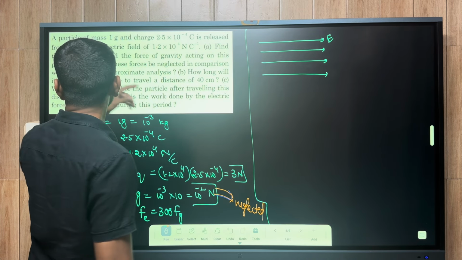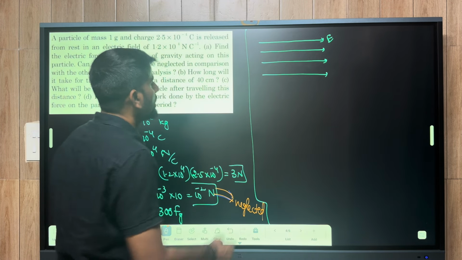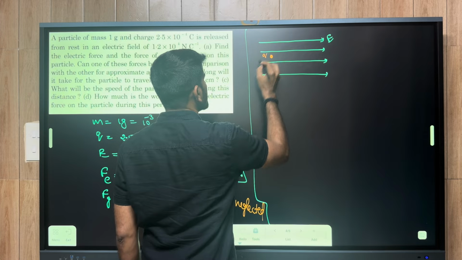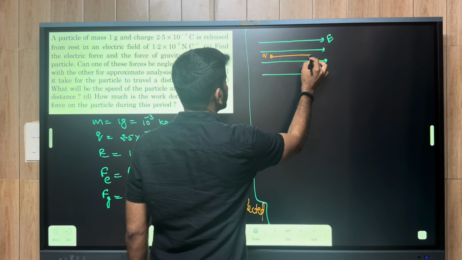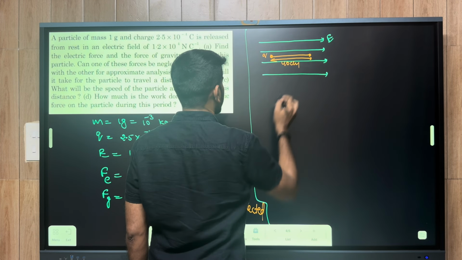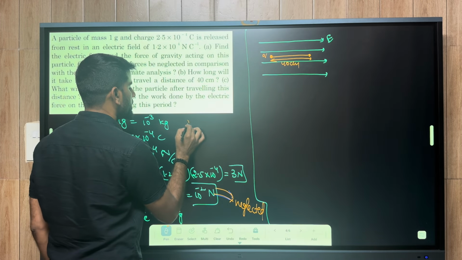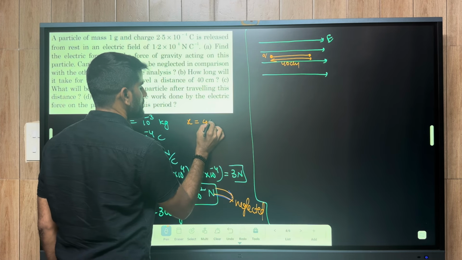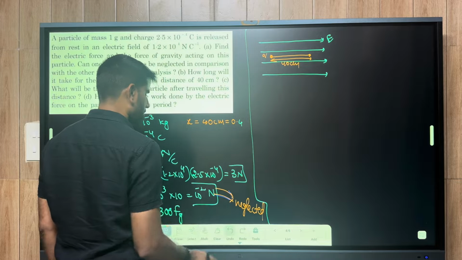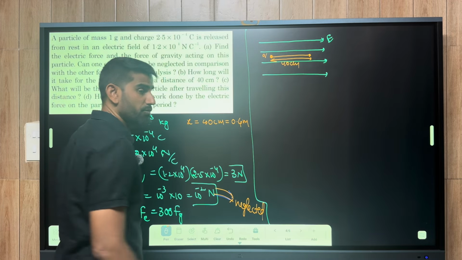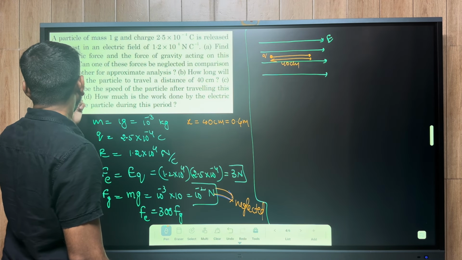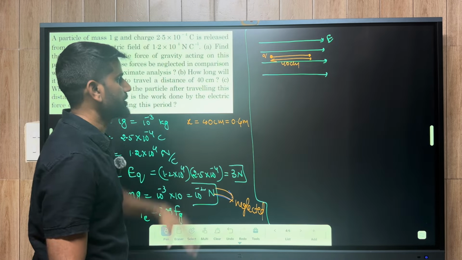Second, how long will it take for the particle to travel a distance of 40 centimeters? Let's say the particle is started from here. Okay, charge q is started from here and it has moved a distance of 40 centimeters. That means we are also given another quantity, x is equal to 40 centimeters, which is 0.4 meters. And we are asked to find how long it will take for the particle to travel a distance of 40 centimeters.